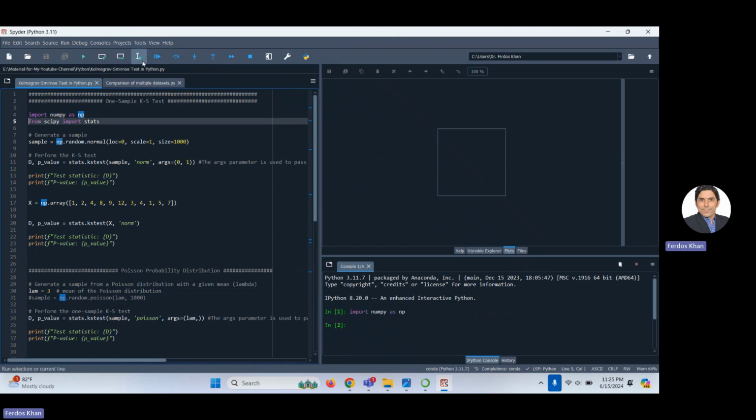Run this, and then generate random data. Remember that you are generating this data and storing it in the sample, and you are generating it from a normal distribution. You have already done this.